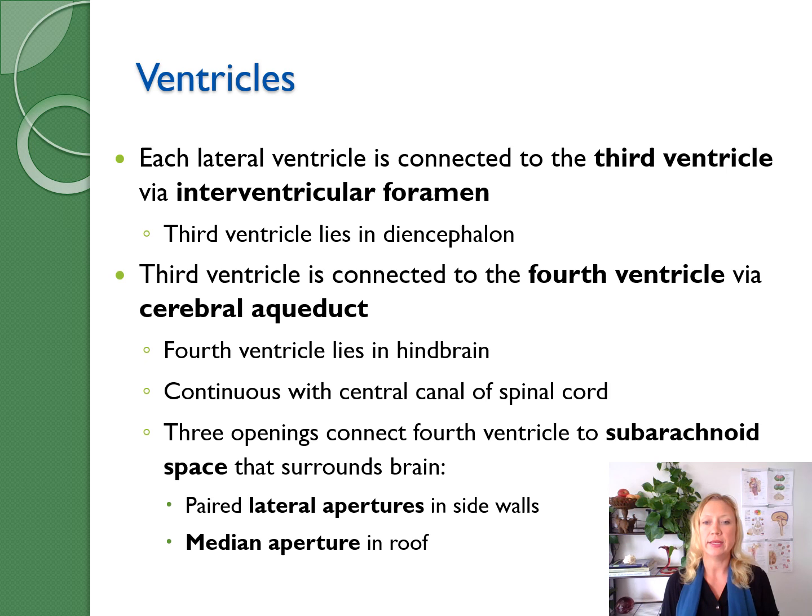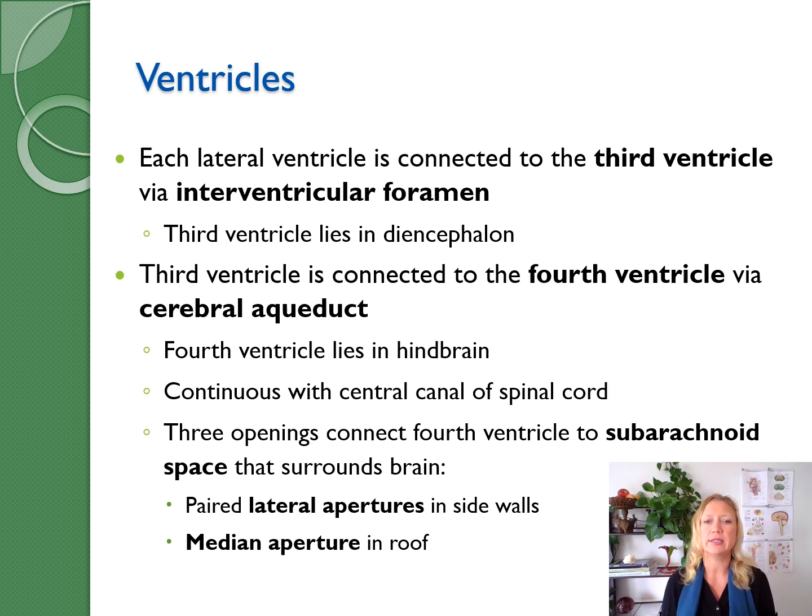Each ventricle is connected to the third ventricle. So each of the lateral ventricles are connected to the third ventricle, which is central, via the interventricular foramen. Let's say that again, interventricular foramen. So foramen is just a hole, inter is in between, so in between the ventricles there's this hole, so we just call it the interventricular foramen. The third ventricle lies within the diencephalon. So remember the diencephalon is all things thalamus, and then retina is in there as well.